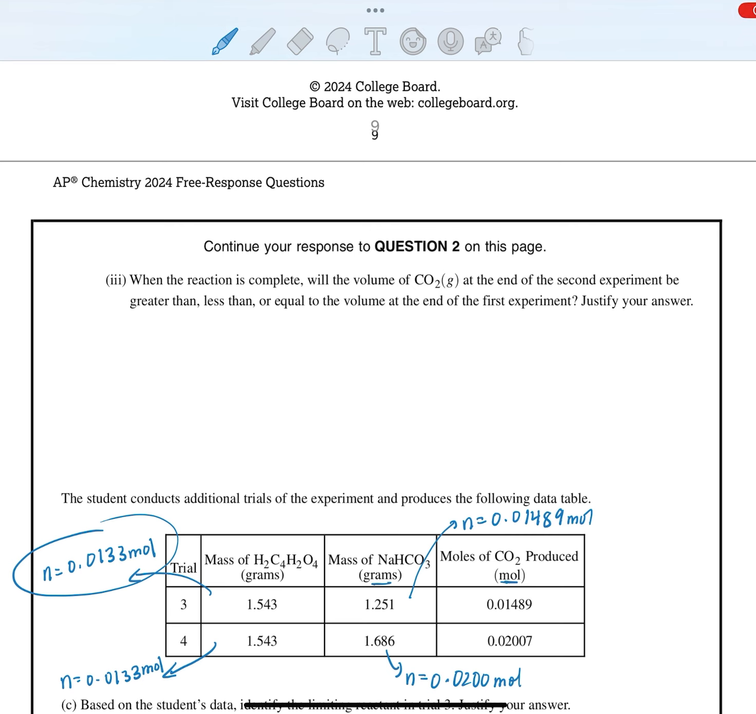All right, let's continue with question 2. So when the reaction is complete, will the volume of carbon dioxide at the end of the second experiment be greater than, less than, or equal to the volume at the end of the first experiment, and then justify? So remember, the second experiment was the powdered solids, so they ground them into a powder, and the first experiment was the solid chunks.